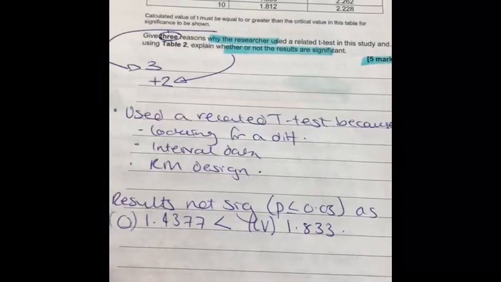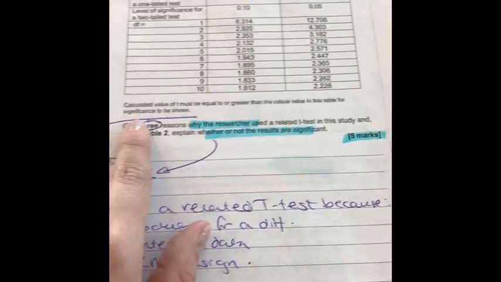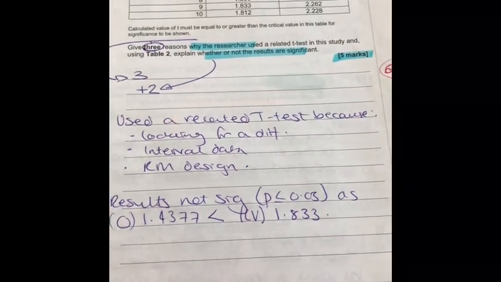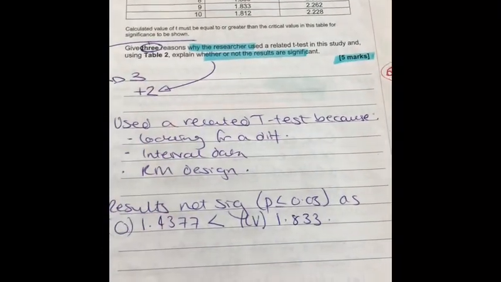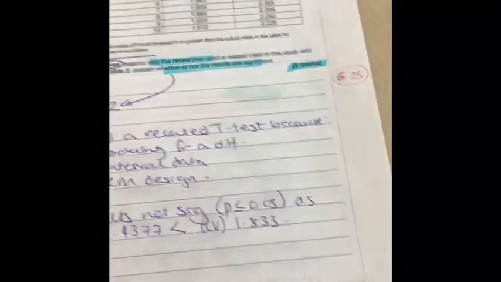Were the results significant? Well, this was handy. They even gave you the rule here, so you don't even need to do any thinking here. So the results are not significant at the 0.05 level because the observed value was less than the critical value, and actually it needed to be greater than.